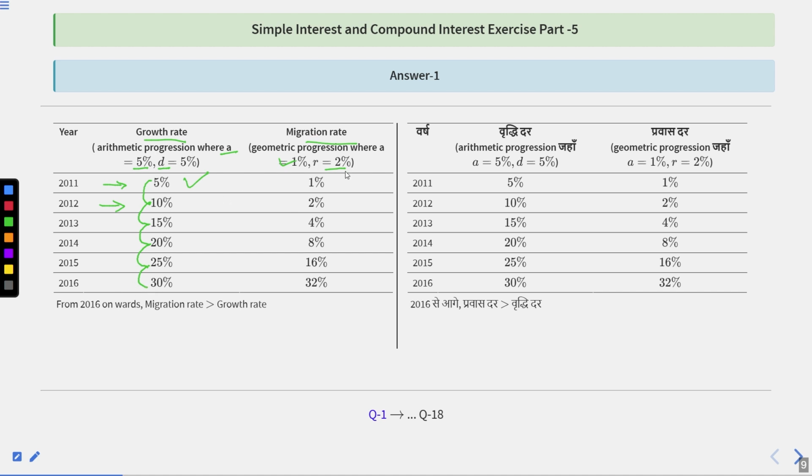But migration is in geometric progression with common ratio 2. The first year it is 1%, the second year it will be 2%, the third year 4% in 2013. In the same way, in 2014 it will become 8%. In 2015 it will become 16% because the common ratio is 2. Now in 2016 it will become 32%. So from 2016 onward the migration rate will be more than the growth rate. Clear? Next.